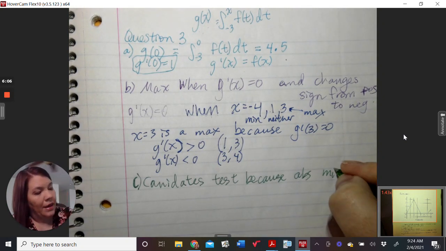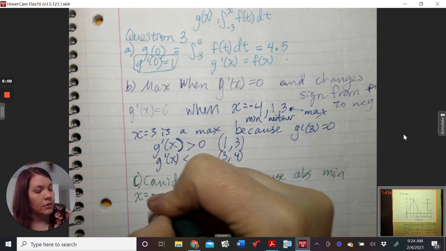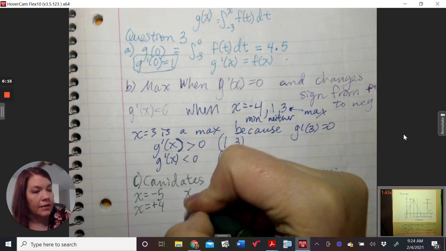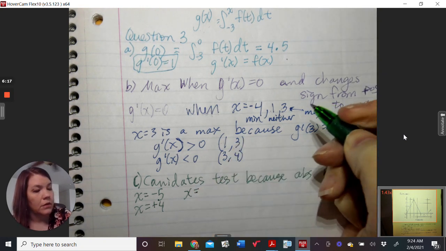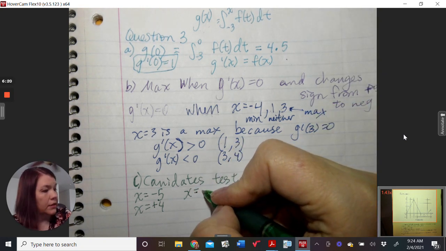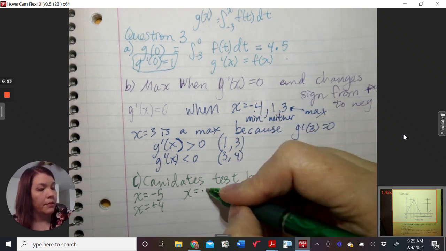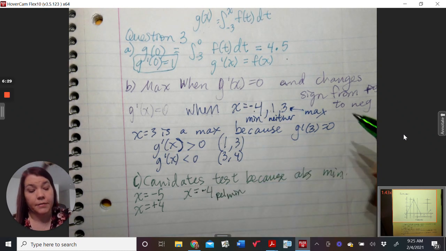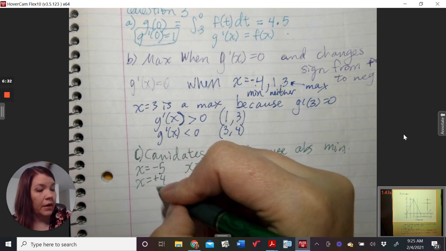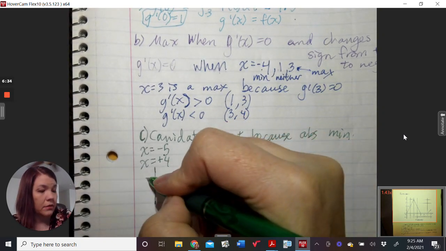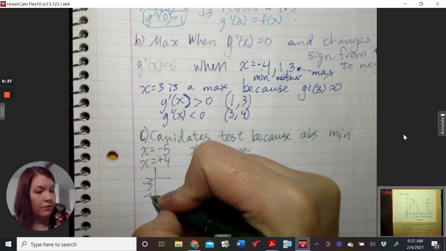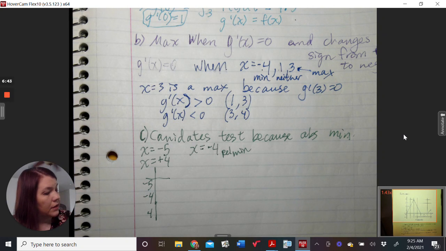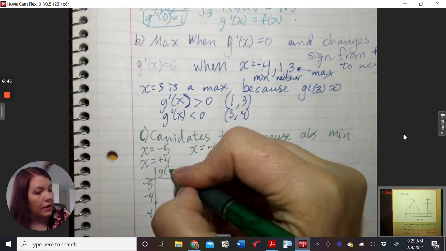So our candidates are x equals -5, x equals +4, and x equals -4, the relative min. So those are my candidates. I'm going to make my candidates: start with -5, -4, +4. I need to find the absolute min, so that means I need g of these values.